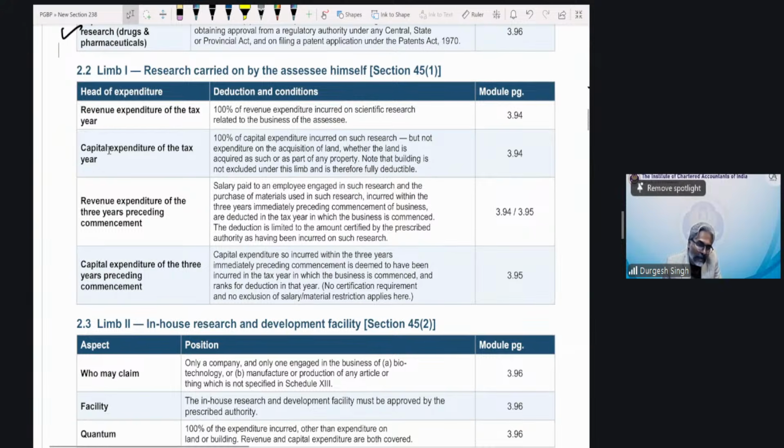Now be careful, students. Here, if you read it carefully, 100% of capital expenditure incurred on such research, but not expenditure on the acquisition of land, whether the land is acquired as such or as a part of any property. So when it comes to land, students, it will not be allowed as deduction. Other than land, for example, I have got a scientific research building. So students, please be careful. Now don't confuse on this particular point.